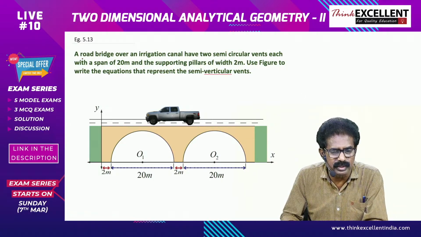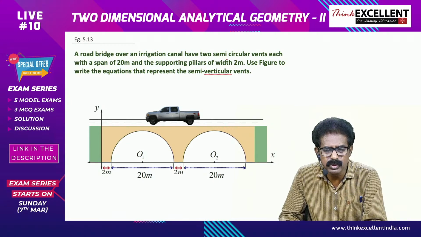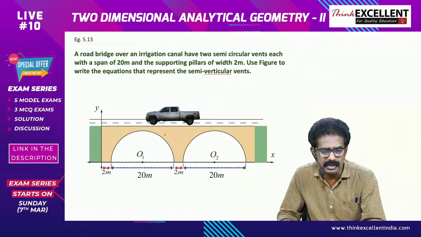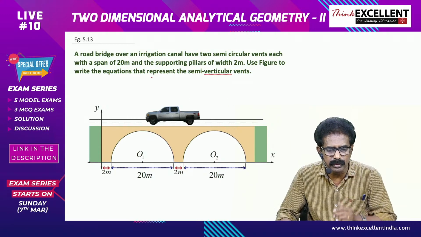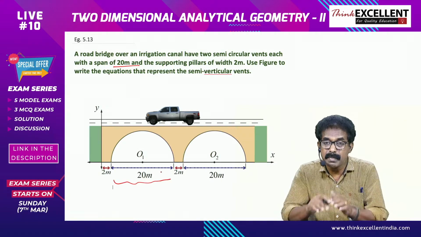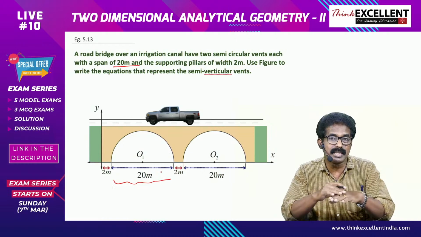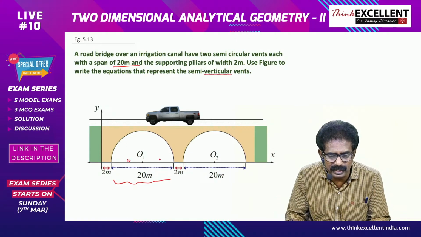Okay, now let's continue this question. A road bridge over an irrigation channel has two semicircular vents. Two semicircles. Can you see the diagram? I will go very little fast. See what is given: a span of 20 meters. For the semicircle, the span 20 meters is the diameter, right? If the diameter is 20, what is the radius? 10. The radius is 10 for both.